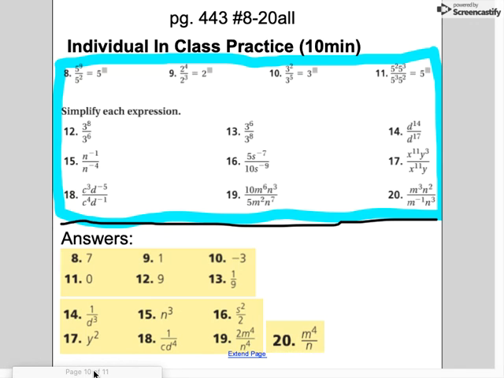Right? I have them written out already for you. You don't need to go to your book. So just work on those couple problems for a sec, and then we will get the homework out.